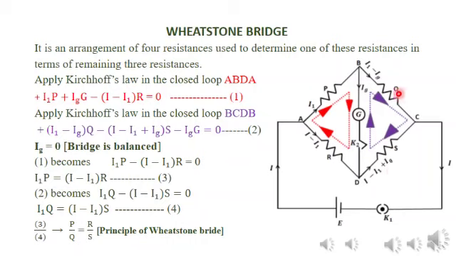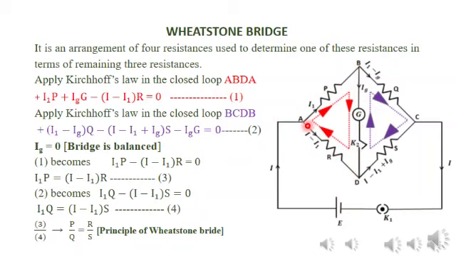Similarly, the current coming from resistor Q, that is I1 minus Ig, and the current coming from S, that is I minus I1 plus Ig, combine at C, so that the total current again becomes I, which goes back to the cell. First, we can consider loop ABDA to apply Kirchhoff's second rule.